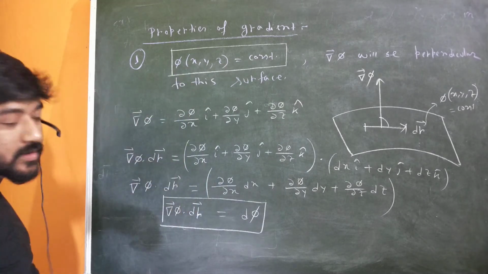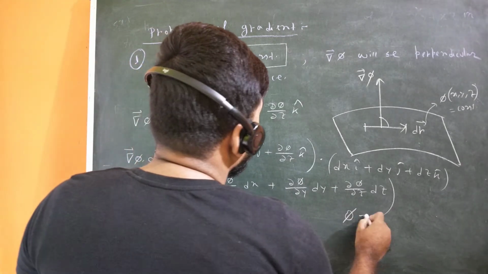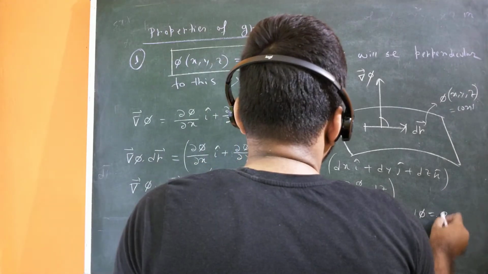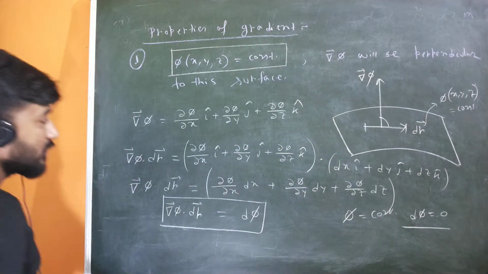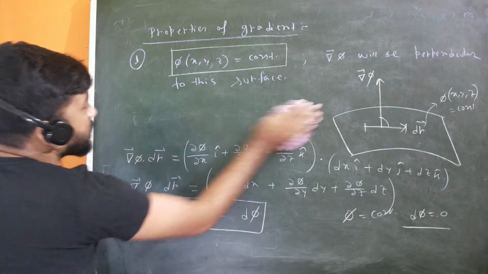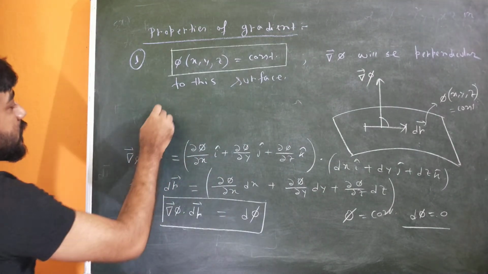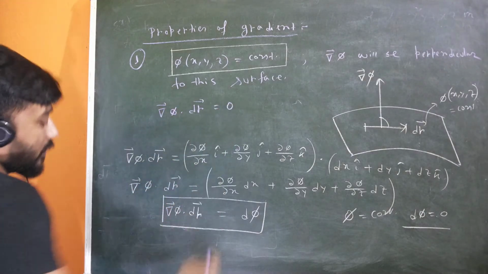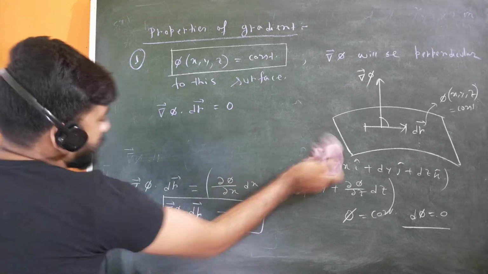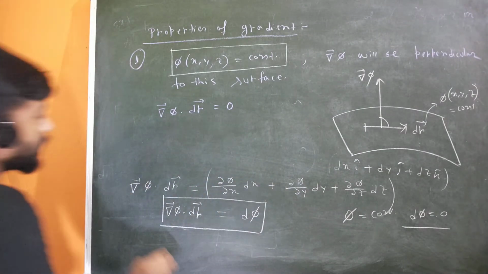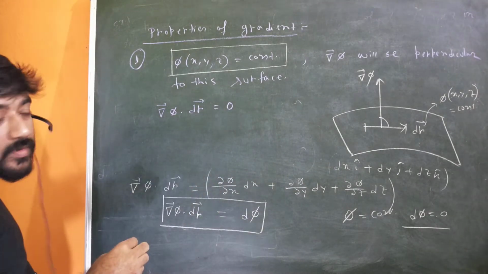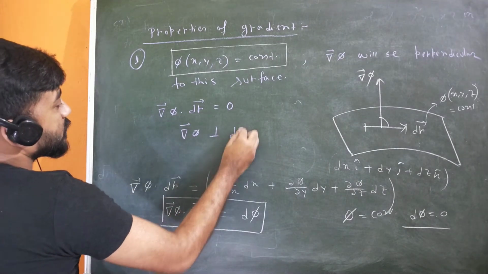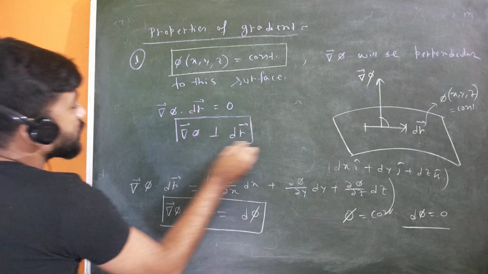phi is equal to constant means obviously d phi will be 0, and if d phi is 0, that indicates that grad phi dot dr is equal to 0. And as you know from your basic concept of the dot product, if the dot product of two vectors is 0, then obviously one vector is perpendicular to the other vector. So obviously grad phi is perpendicular to dr.